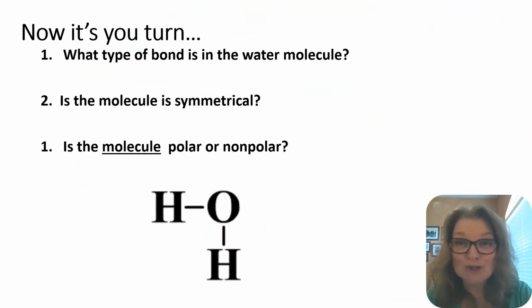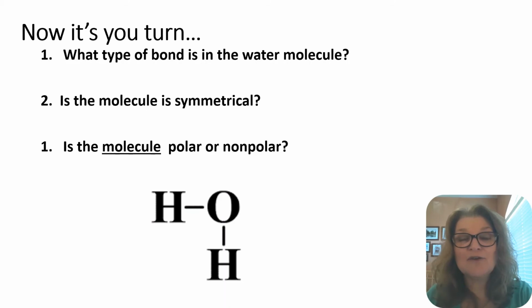Okay, so now it's your turn. You're going to take a look at the water molecule that you see on the screen. And first, I want you to figure out what type of bond occurs between the hydrogen and the oxygen atom inside the molecule. Then determine whether the water molecule would be considered symmetrical or not symmetrical.